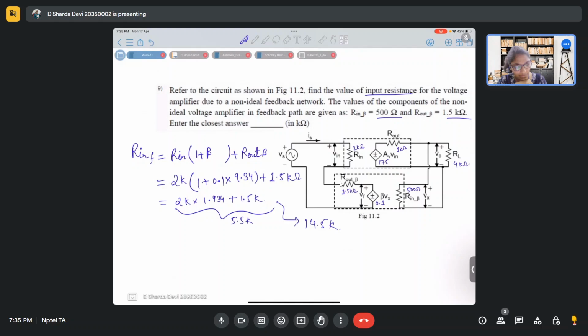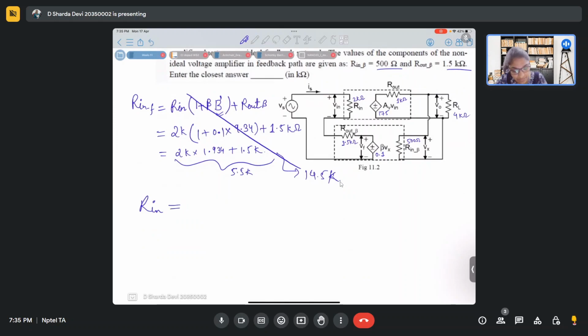But the actual answer is 14.5K. So where it is going wrong is actually this A_V' that we wrote down now. This A_V' didn't have the effect of R_out beta and R_in beta. We have to consider that as well. So this will not be the formula. R_in will be the same, R_in times (1 plus beta A_V''), plus R_out beta. Now this A_V'' actually considers the effect due to R_out and load R_L.